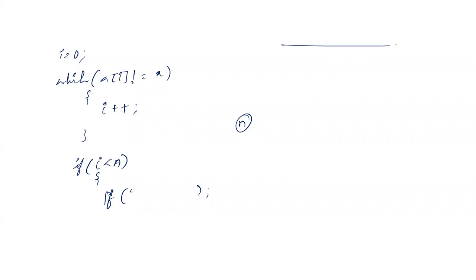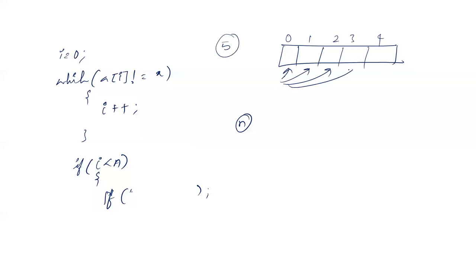For example, indexes 0, 1, 2, 3, 4. So there are 5 elements in my array. First I'll check with this. I value will be incremented. I value will be incremented. I value will be incremented. I value will be incremented. After incrementing the i value, we come out of the block. So we have to check whether the i value is equal or not. Sorry, here we have to check the other condition: i less than n. So both are true, so we have to check that condition.